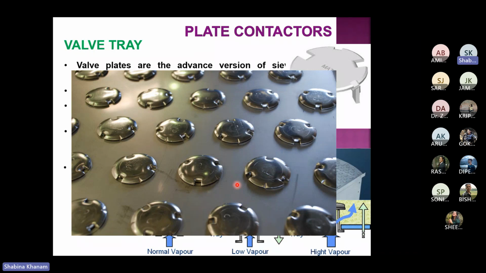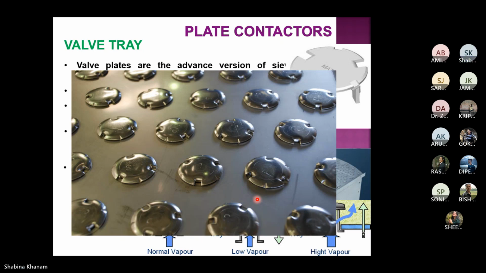Manufacturing of this is again costly in comparison to sieve plate, but in comparison to bubble cap, these are less. However, what about the pressure drop? You can understand that wherever the friction is more, we have more pressure drop. Friction is least in sieve plate, so pressure drop is least in sieve tray. Maximum pressure drop you can observe in bubble cap.